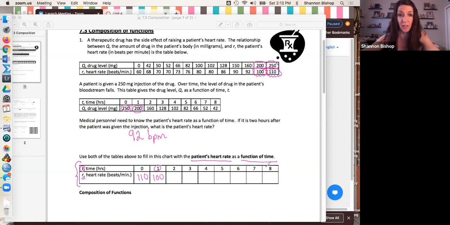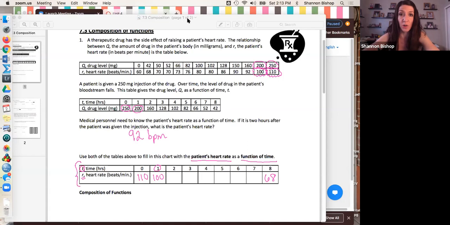I'll fill in the last one for you. The last one should be 68. So if you think you can fill in the rest of those and get all the way up to the 8th hour, which at the 8th hour, your heart rate would be 68 beats per minute, then you're in business. Okay, so this concept is called composition of functions.